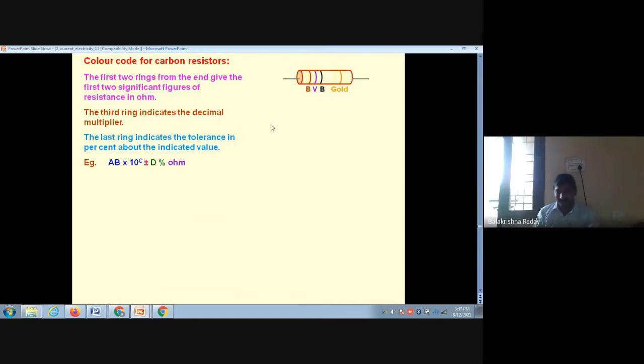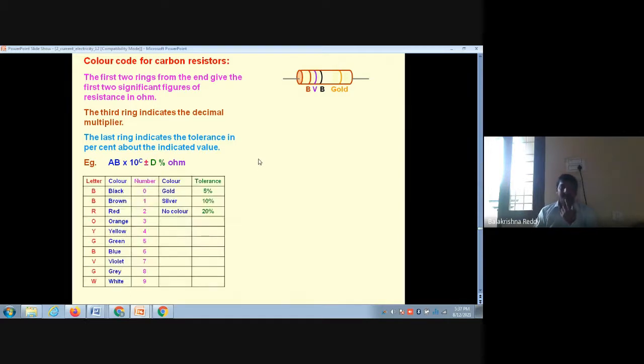See, whatever this is, there is an order. The first two are significant figures. This is a multiplier. This is a tolerance. Now you are seeing the actual symbol of the resistor, which has the color codings. The colors also have values here. Are you looking at the colors here? Yes, sir. Now let us see.